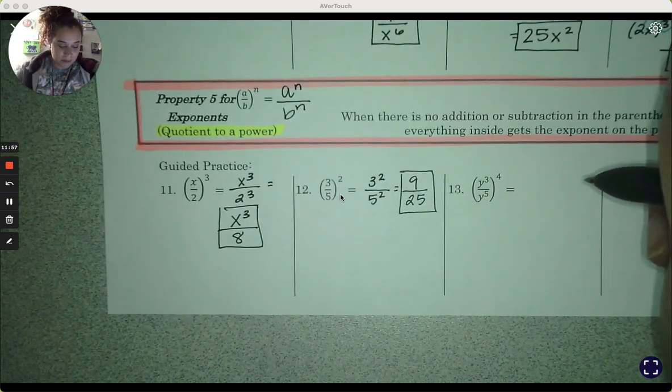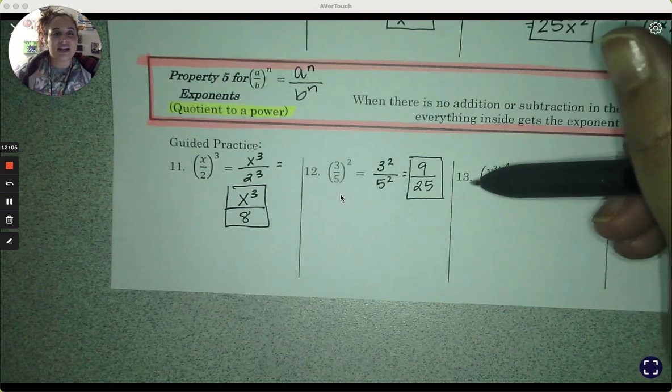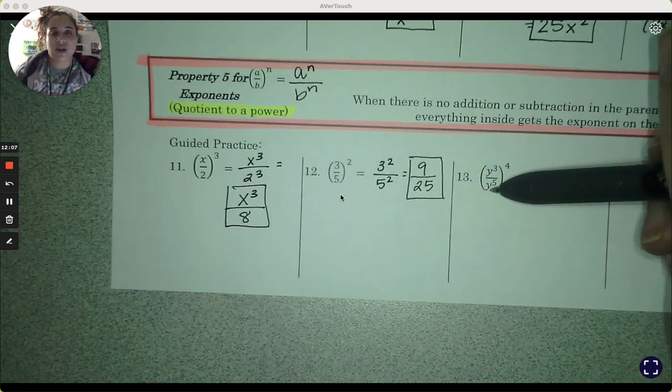Okay. So there's a couple of different ways we could do this next one. I'm going to show you what I think is the easiest way to do it. I see on the inside of the parentheses that we have a division problem with exponents. Based off of PEMDAS, I have to do what's inside the parentheses first.